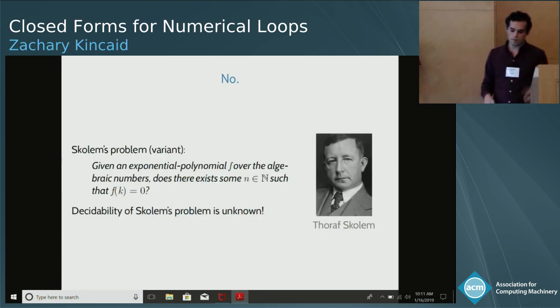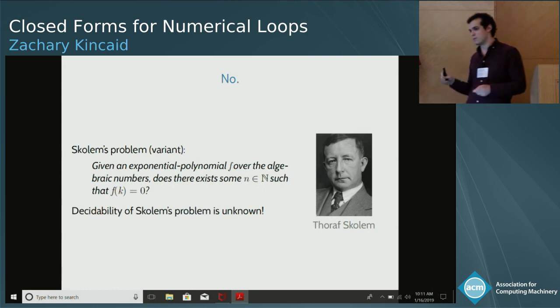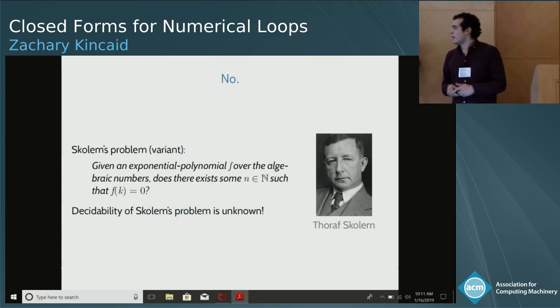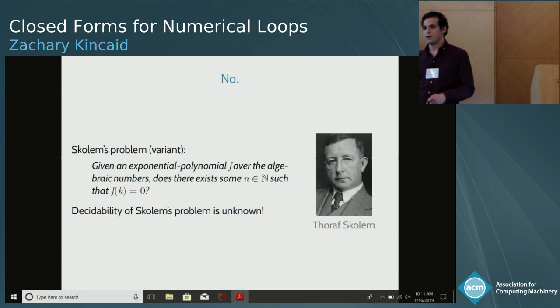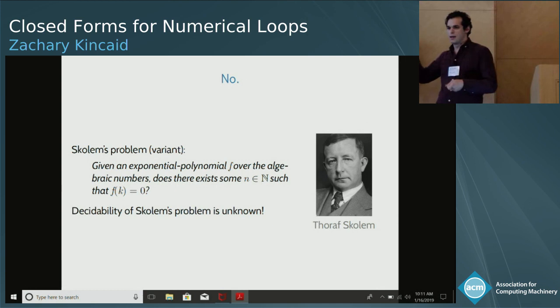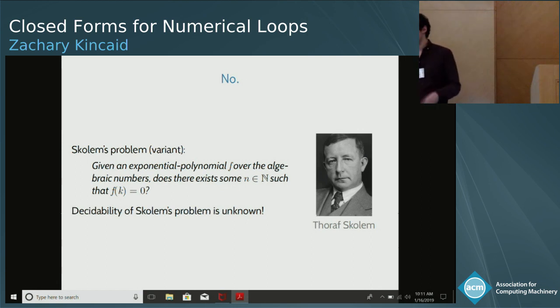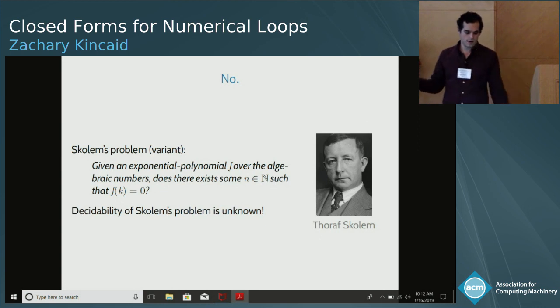So this kind of solves the problem, but in another way it doesn't, because these closed forms are very difficult to reason about. In particular, asking whether one of these exponential polynomials over the algebraic numbers has a zero in the natural numbers, which is like saying, can one of these matrix entries ever be 0, is equivalent to Skolem's problem. This isn't known to be undecidable, but isn't known to be decidable either. So this problem has been open for 80 years. We don't know whether we can actually find roots.